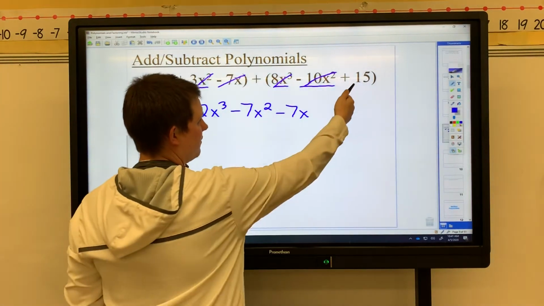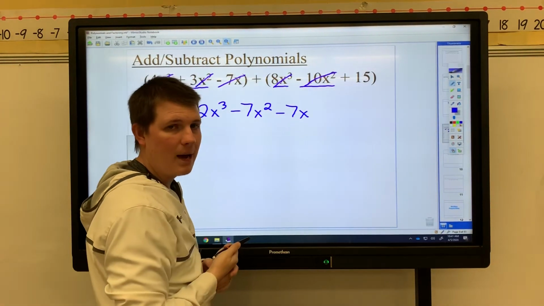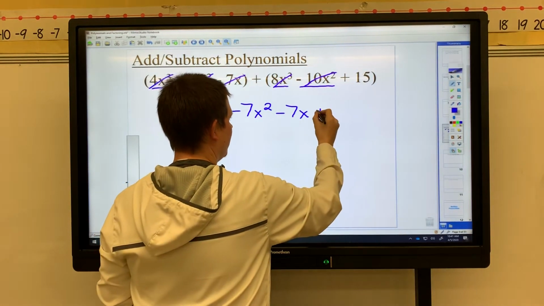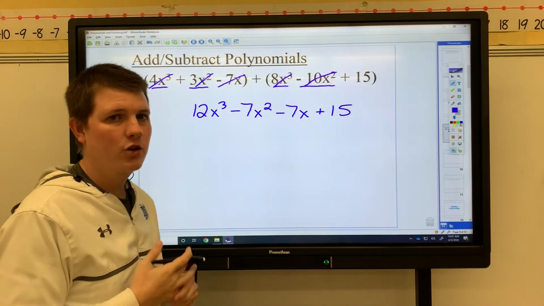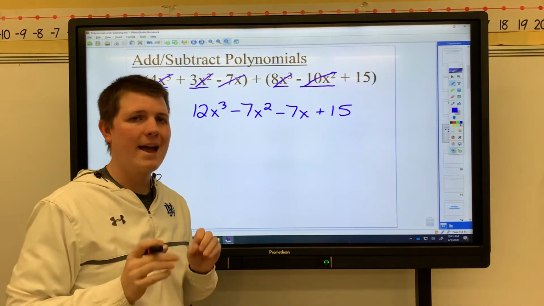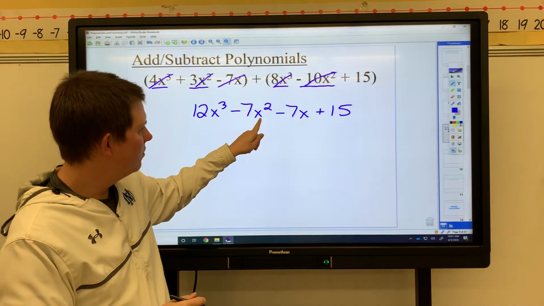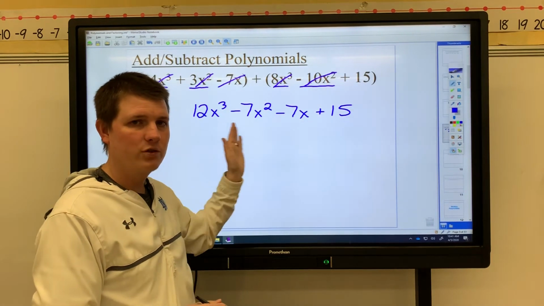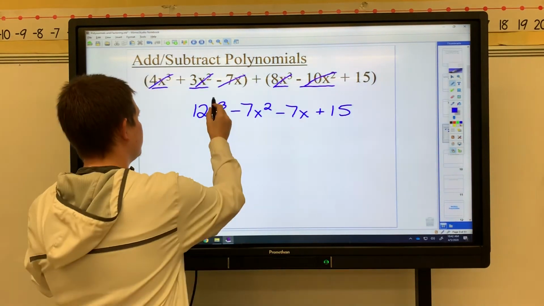And the last one, we have a plus 15. I do not have any other terms that I can combine it with. I have no other like terms. So once again, we're just going to drop it down as well, plus 15. Now we need to make sure it is in order by degree. Remember, degree are the exponents of the variables. So this is degree of 3, degree of 2, degree of 1, degree of 0. That is in order by degree from left to right. Remember, we always want the biggest one on the left, the smallest one on the right.